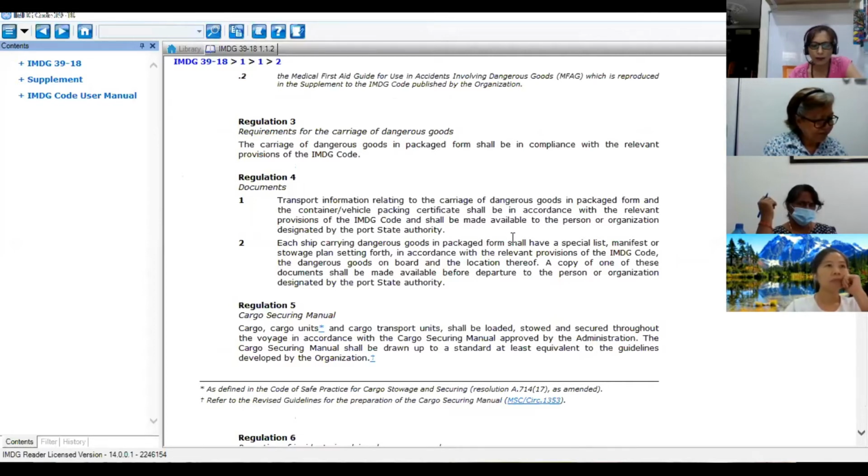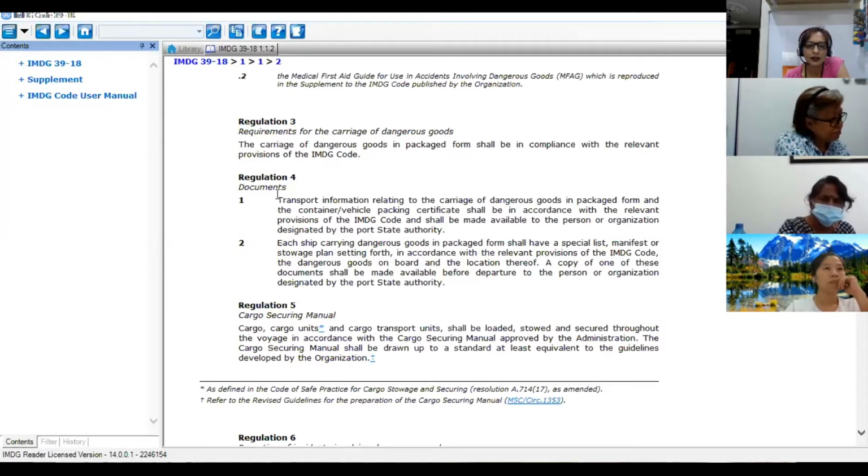Now, regulation number 4 of the SOLAS convention relates to documents. And here it says that when it relates to DG, regulation 4, chapter 7 of the SOLAS Convention, part A says, transport information relating to the carriage of dangerous goods in package form and the container vehicle packing certificate shall be in accordance with the relevant provisions of the code.